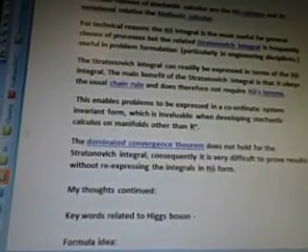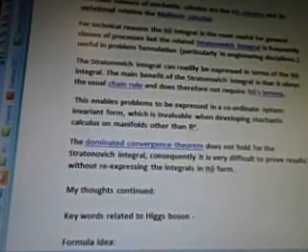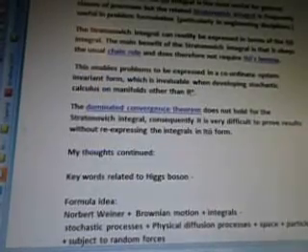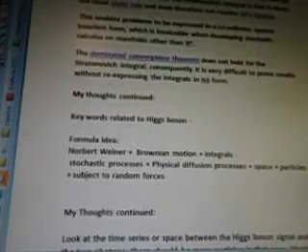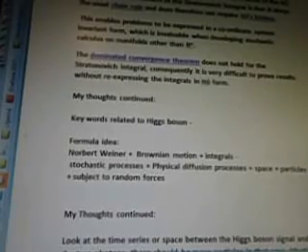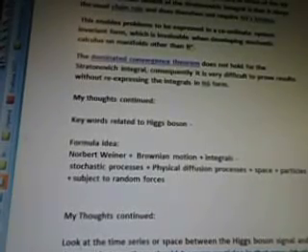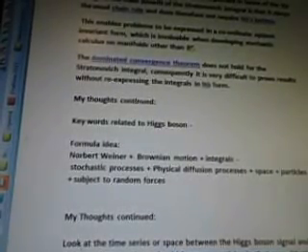So just remember, chain rule is a keyword, the word chain. This enables problems to be expressed in coordinate system invariant form, which is invaluable when developing stochastic calculus on manifolds other than Rn. The dominated convergence theorem does not hold for the Stratonovich integral and consequently it is very difficult to prove results without re-expressing the integrals in Ito form.